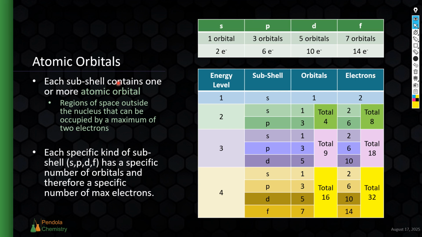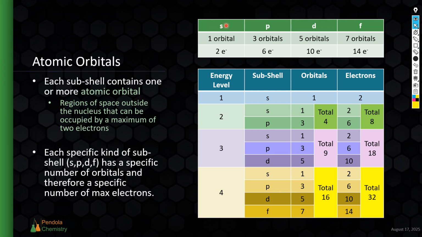So what is an atomic orbital? An atomic orbital is the region of space outside the nucleus that can be occupied by a maximum of 2 electrons. So essentially, orbitals are what sublevels are subdivided by. And they're specific shapes in space. And we group all of these shapes into groups that are similar, and we call those sublevels. Each specific kind of subshell, S, P, D, and F, has a specific number of orbitals and therefore a specific number of max electrons. So let's look at that, and then we'll look at all the specific shapes.